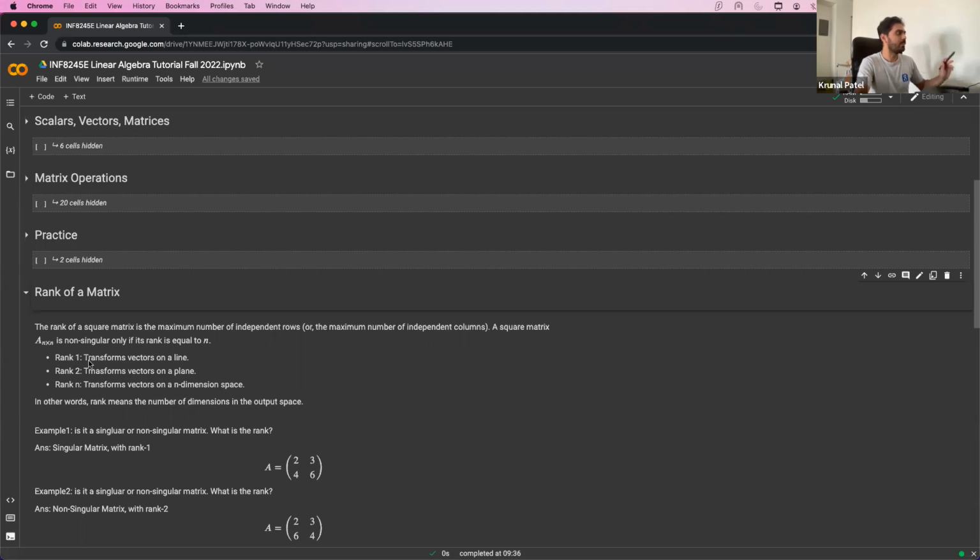So if we have a matrix of rank 1, then it transforms every vector, any vector in my original vector space, onto a line. And if we have rank 2, then it will transform everything into a plane. So we have been discussing 2-dimensional vector spaces, but if we have 3 or n-dimensional vector spaces and everything is transformed to a plane, then my matrix has rank 2. And similarly rank n and so on and so forth.